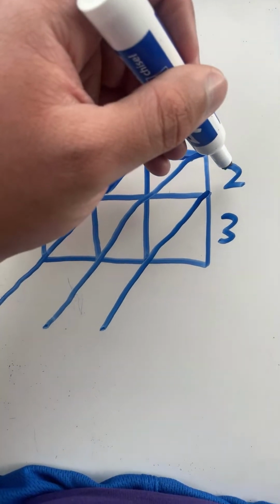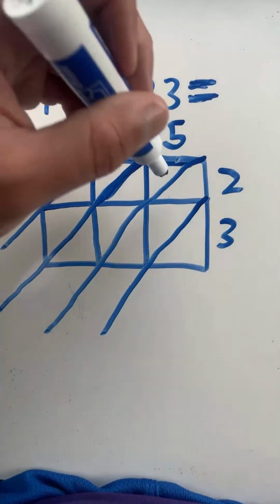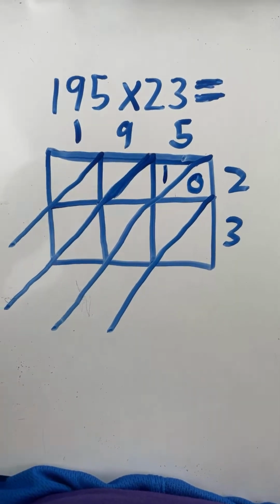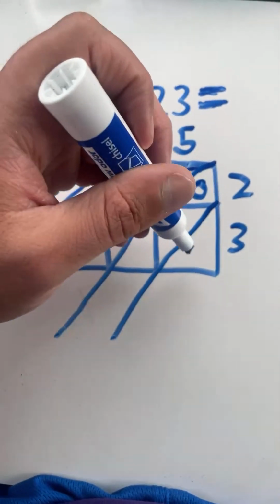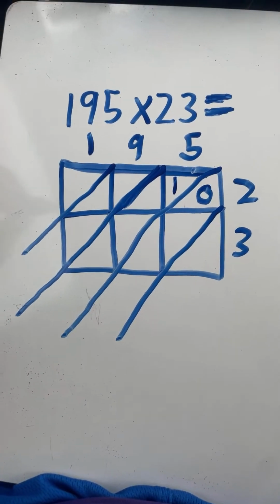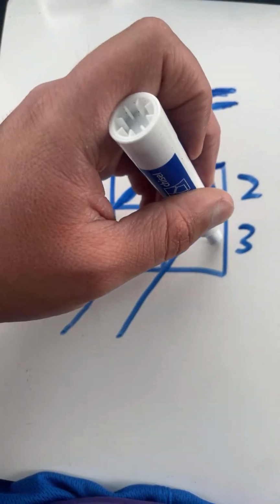So 5 times 2 equals 10. So we're going to put a 1 in the top triangle, a 0 in the bottom triangle. 5 times 3, the answer to 5 times 3 is going to go in this square here. 5 times 3 equals 15. So 1 in the top triangle, 5 in the bottom triangle.